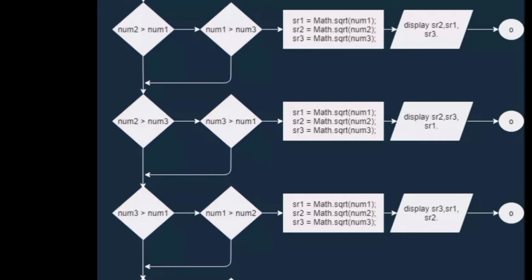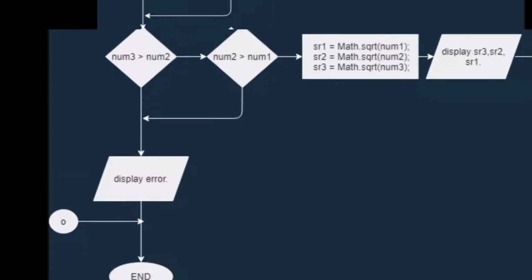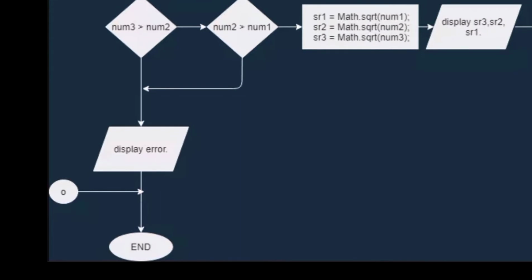If the last condition of the flow still results as false, then the program will display an error and end the program.